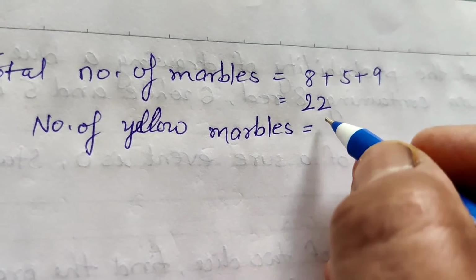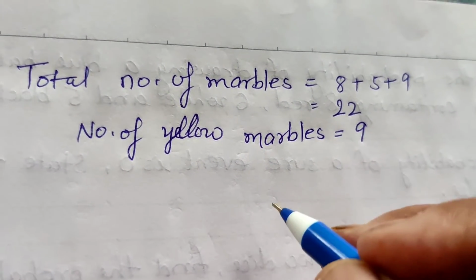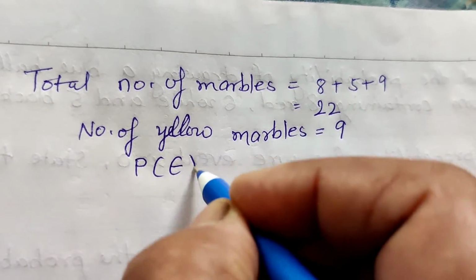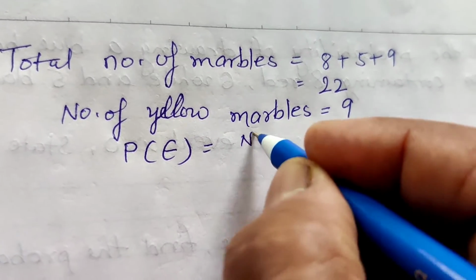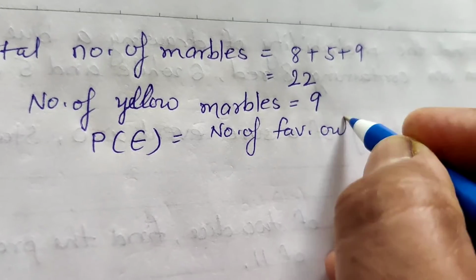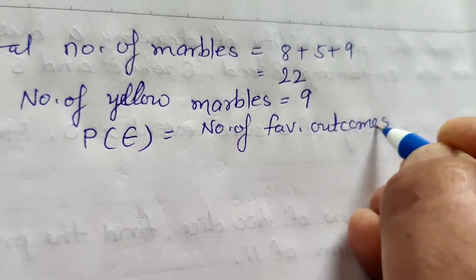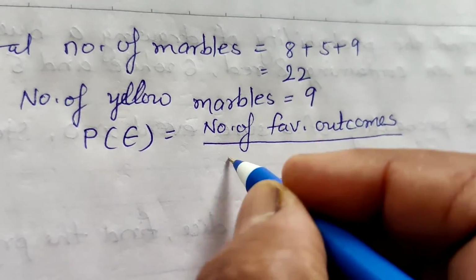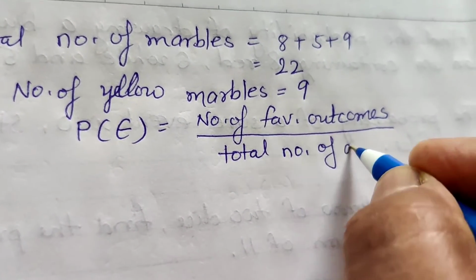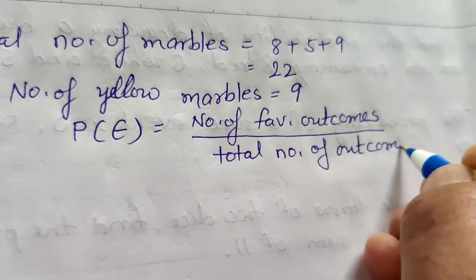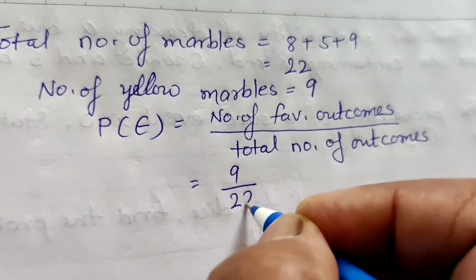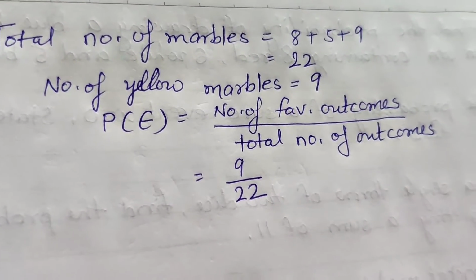Yellow marbles are 9. Okay, now the probability of one yellow marble, the formula of probability is number of favorable outcomes divided by total number of outcomes. It means favorable outcomes are 9 and total 22. The probability equal to 9 by 22.